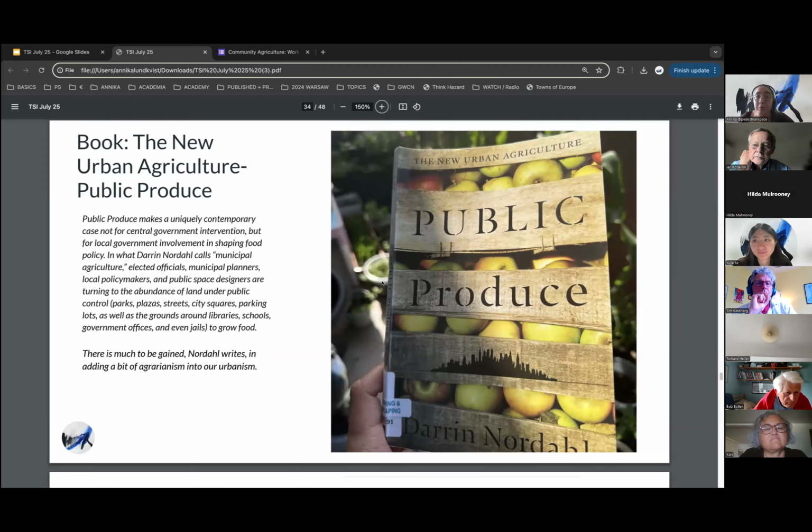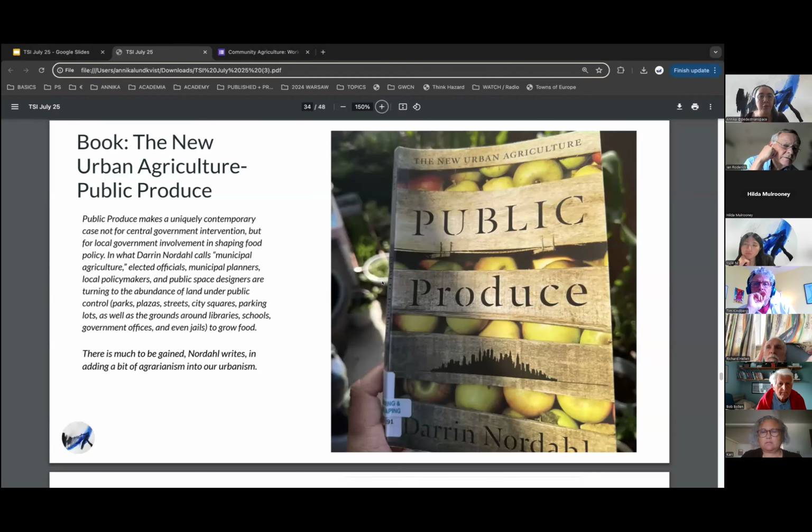I've also begun my own literature review, and I do want to recommend this book. Please also feel free to drop in the chat if you have books on community urban agriculture that you recommend. This book, Public Produce, The New Urban Agriculture. If anybody's read it, please feel free to drop in the chat that you've read it. But I do very much recommend this book, which is making the case for really municipalities to steer the direction and to use urban governance as the tool to really shape food policy and use public space, the incredible resources that we have in public space, to devote it to growing food.